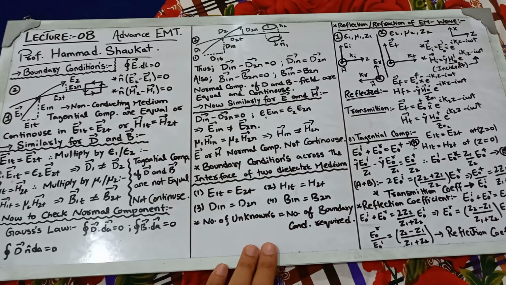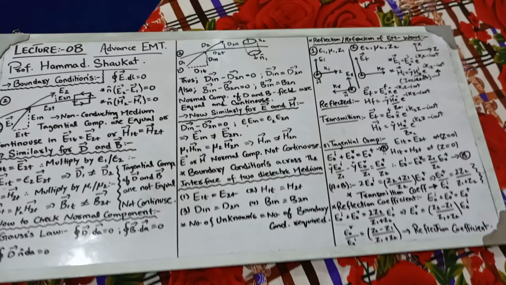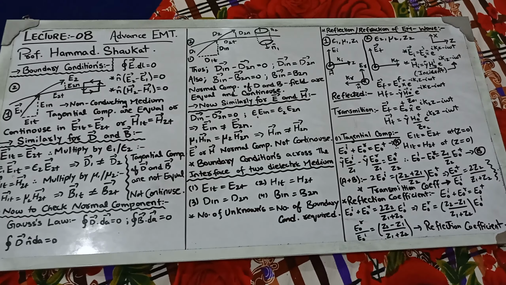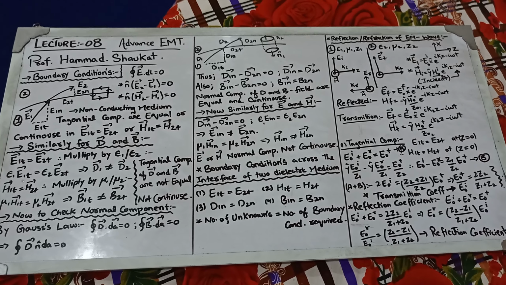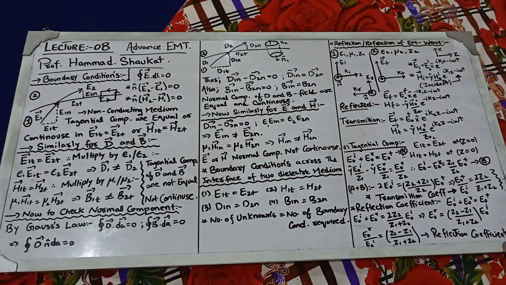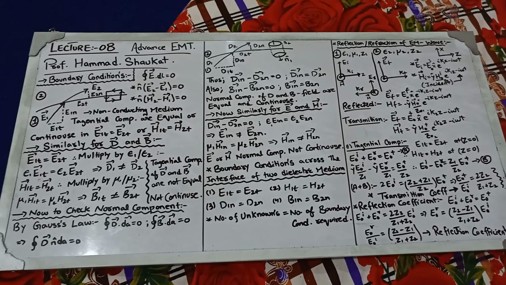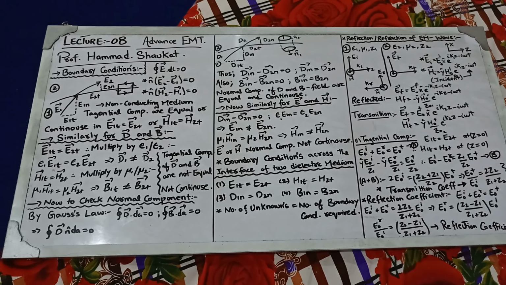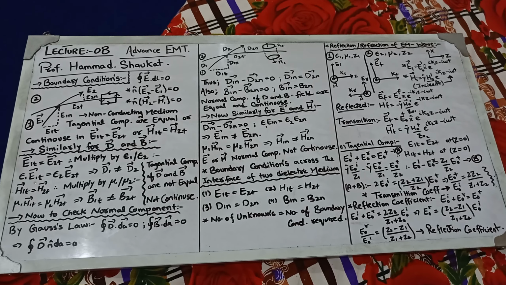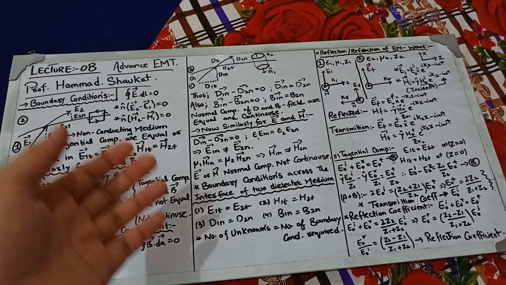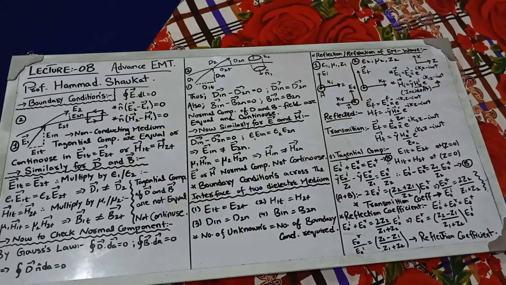The main point is that in a problem, however many unknowns are given to you, you have to use that number of boundary conditions. If there are two unknowns, then you have to use two boundary conditions. If there are three unknowns, you have to use three boundary conditions. If there is one unknown, you have to use one boundary condition. So you can say that the number of unknowns equals the number of boundary conditions which you require.